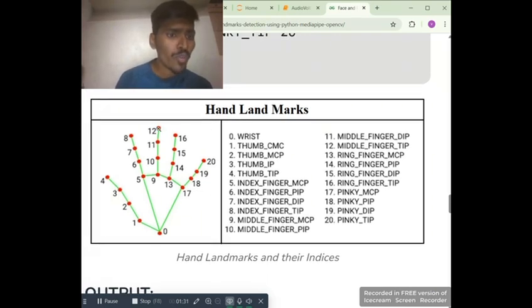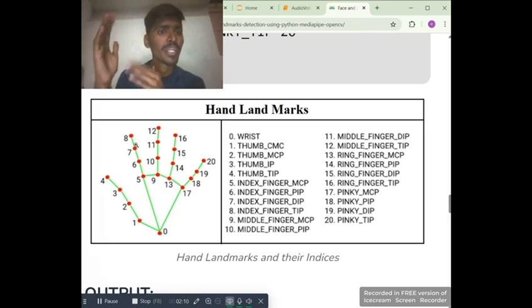In the hand there are 21 landmarks, from 0 to 20. I used the thumb finger and index finger, that is the 4th landmark and 8th landmark. By calculating the distance between these two landmarks, I adjust the volume and brightness of the system. If the distance between the 4th and 8th landmark is more, then the brightness is going to increase. It is mapped to a percentage from 0 to 100%. If the distance is more, the percentage of the brightness is more.